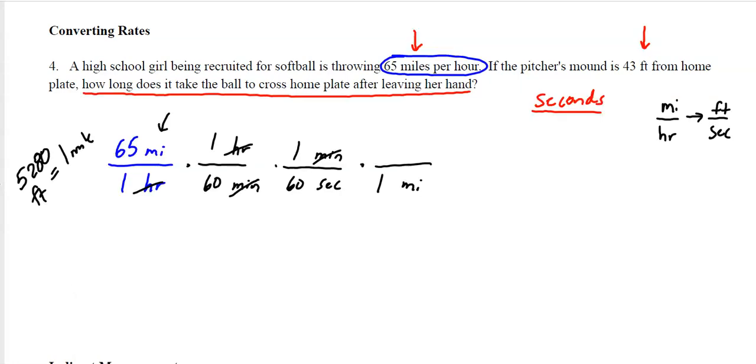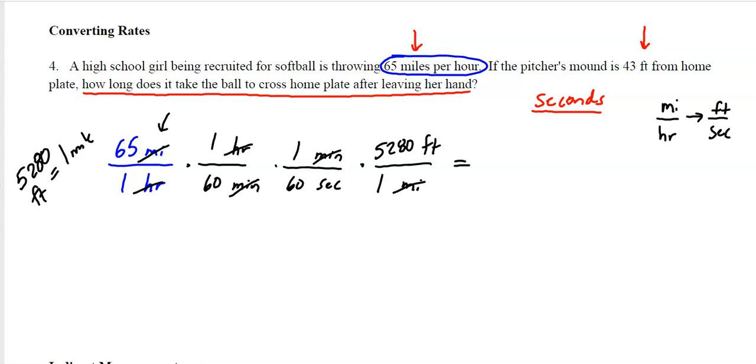So I'm going to put that on the chart here. And I'm going to put 5280 feet is 1 mile. So now I can finally cancel the miles to miles. Now I have 4 fractions that need to be multiplied together.